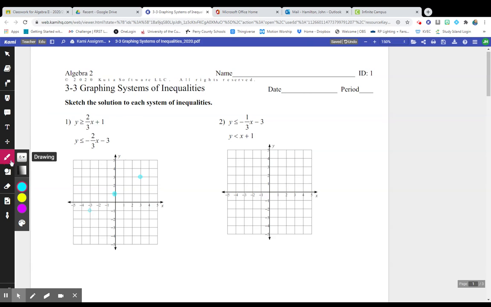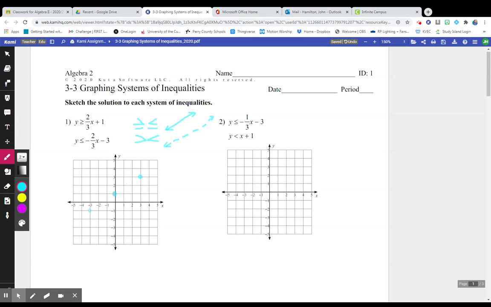Let me go up here to this tool real quick. We'll make it kind of lighter. If you've got greater than or equal to, or less than or equal to, then you need to remember that that is a solid line. If you have just greater than or less than, remember that is a dotted line, because you're not really including those parts in your solution. So just a side note, this is really important to pay attention to.